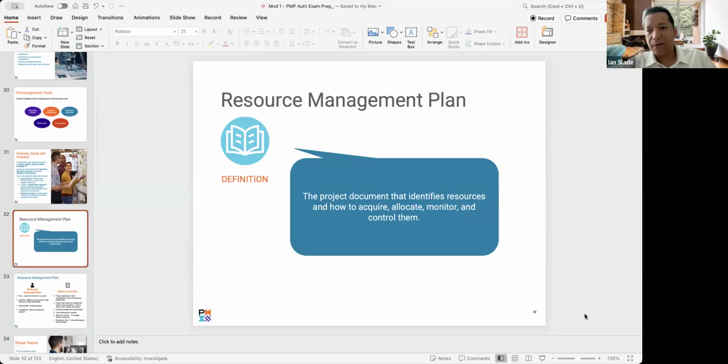So if you're planning a retirement party, your resources are the people that pick up the cake, find a room, send out the invite. Those are your resources. Stakeholders are people that are affected by the project, which includes the resources, but are not limited to them.